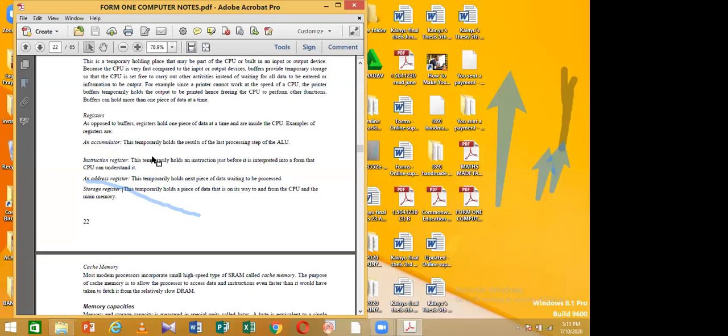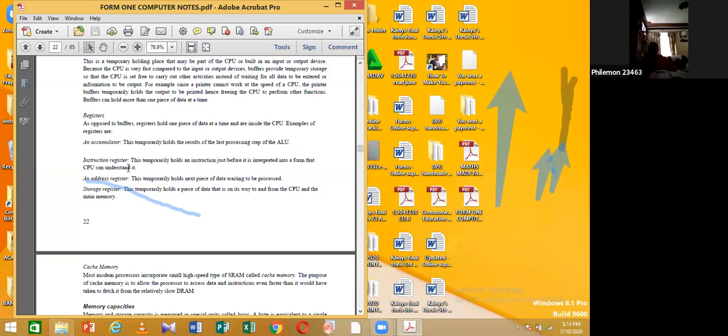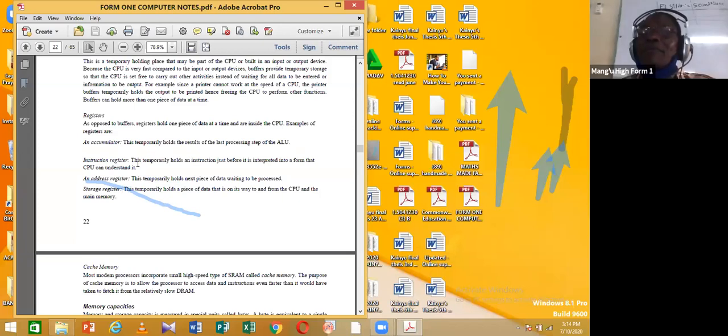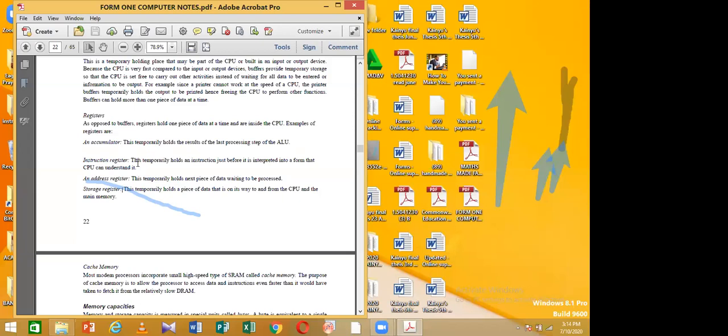We have instruction register. And what it does, somebody is becoming unruly. Kali John. And then we have a storage register.